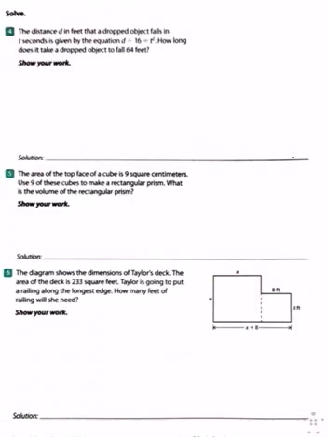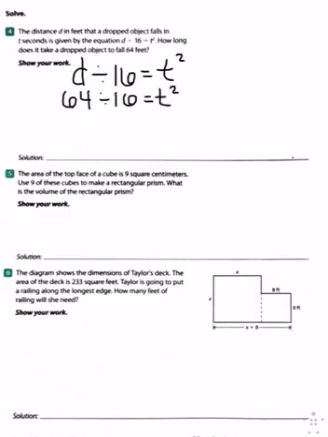Number 4, the distance d in feet that a dropped object falls in t seconds is given by the equation d divided by 16 equals t squared. How long does it take a dropped object to fall 64 feet? So we're going to take our equation, d divided by 16 equals t squared. We're going to put in our number 64, because that's distance, divided by 16 equals t squared.